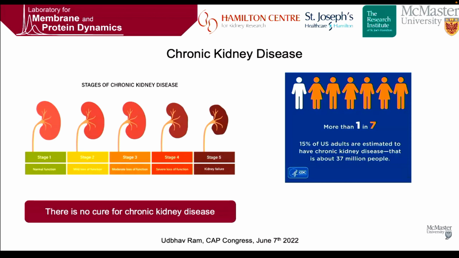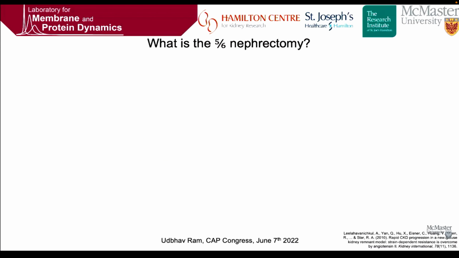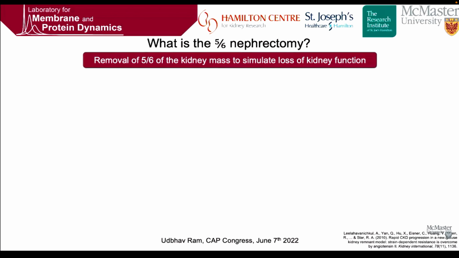So as researchers, it's important to understand the best treatment pathways. And in order to do this, we need to find something that's analogous to losing this filtration. So what is the best way of simulating this loss of filtration? Now this brings me to the 5/6 nephrectomy. In a word, the 5/6 nephrectomy is a removal of 5/6 of the kidney mass in order to simulate this loss of filtration over time.